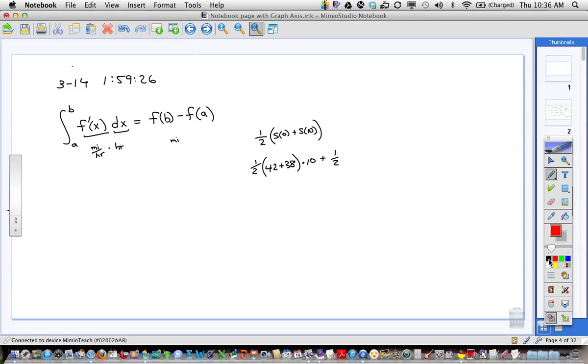I'm going to let you use a calculator for the adding and stuff, but you definitely have to be writing on your paper evidence that there are trapezoids involved in what you're doing. The next one would be 38 plus 36, okay, times 10, plus... Maybe write the last one down, okay, and then do it.